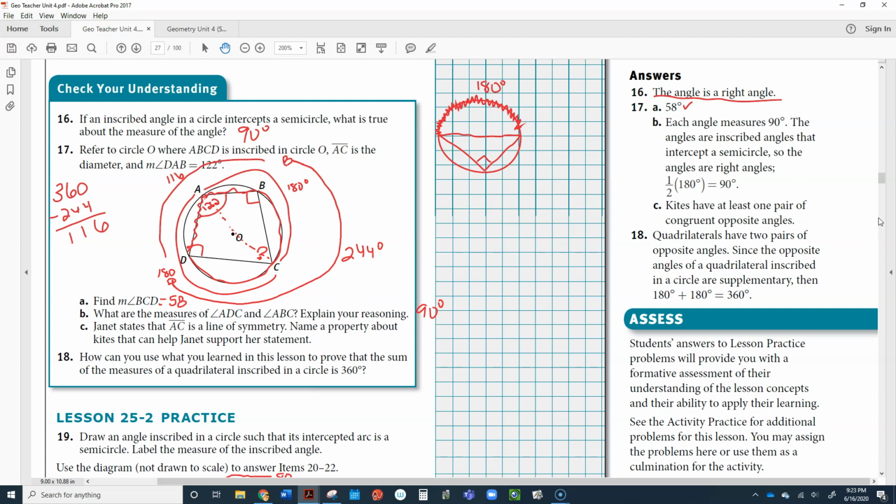How can you use what you learned in this lesson to prove that the sum of the measures of a quadrilateral inside the circle is 360? Well, because we just made two triangles. This one was 180 and this one was 180, and put them together and it makes 360.